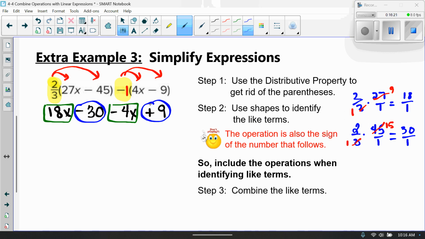So now we can combine our like terms. So 18x minus 4x is going to give us 14x. All right, so now we have a negative 30 plus 9. So different signs, subtract the digits, take the sign of the bigger digit. So that's going to be a negative because the 30 is bigger. And 30 minus 9 is 21. And that is your final answer.